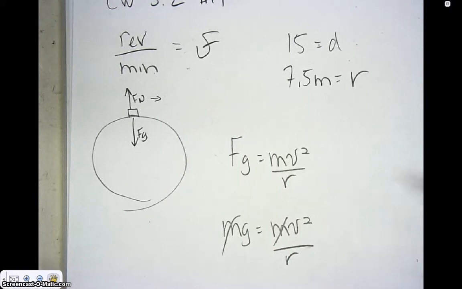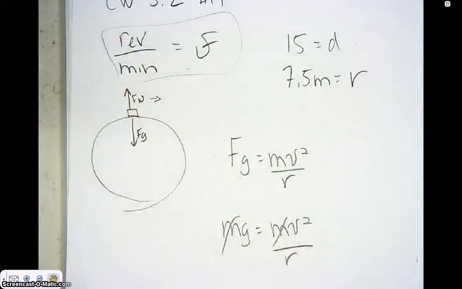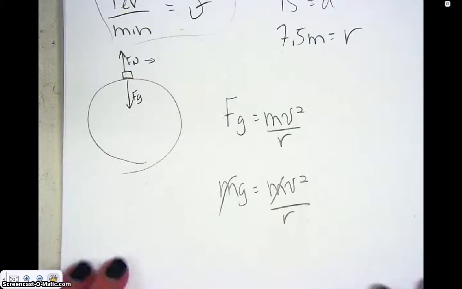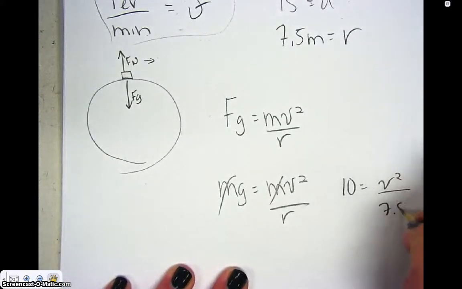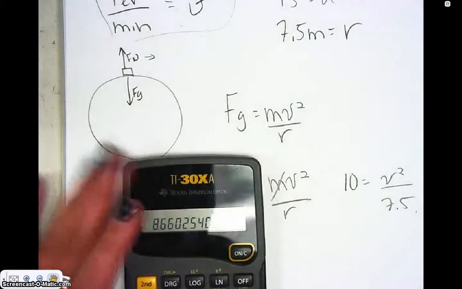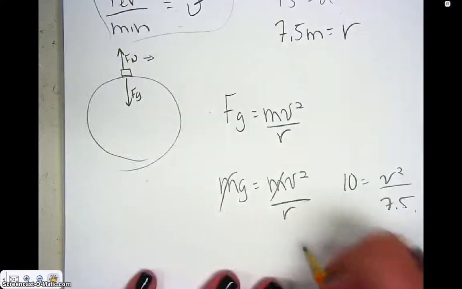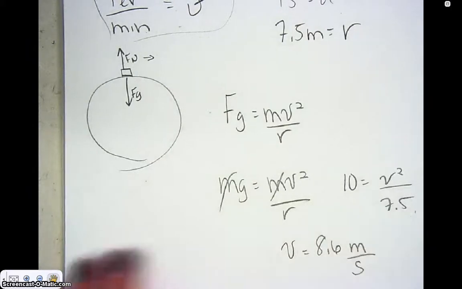And so we could very easily figure out the velocity, but the question asks us revolutions per minute. So let's get our velocity first, and then we can figure out how it relates to frequency. So I'm going to have 10 is equal to v squared over 7.5. The square root of 75 gives me 8.6 meters per second. So the velocity is 8.6 meters per second.